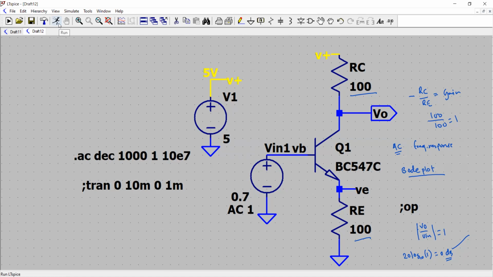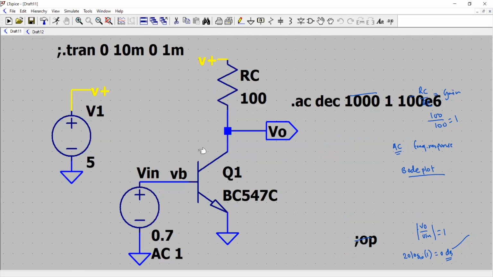Before that, I want to take you back to the original circuit also. The original circuit is right here without the addition of the RE. And here, the gain of the circuit will be different, not the 1. We'll just try to see what the gain is here. So I will just clean this. This circuit is without RE. It's simple, but the rest of the things are the same.